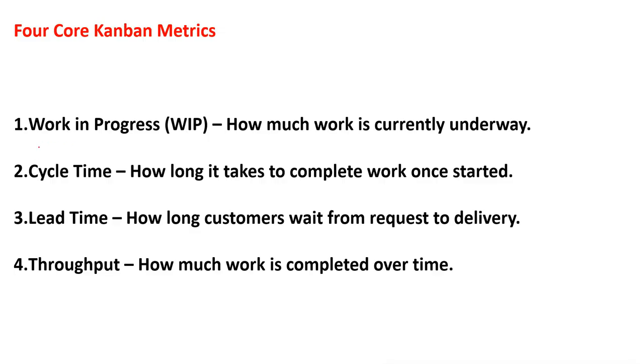What is the meaning of work in process? These are the 4 core Kanban metrics. How much work is currently underway. Cycle time, how long it takes to complete work once started, while the lead time is how long customers wait from request to delivery. This is the main difference between cycle time and lead time. Again, lead time is greater than cycle time. Throughput, how much work is completed over time.